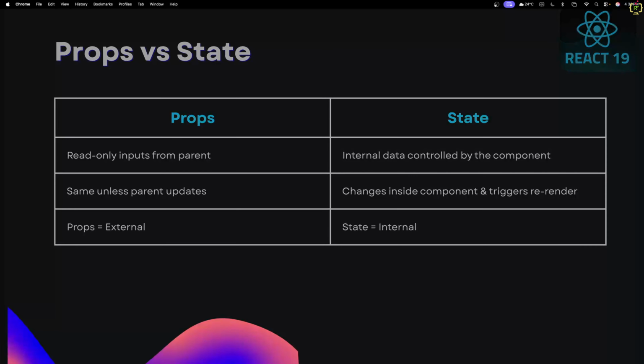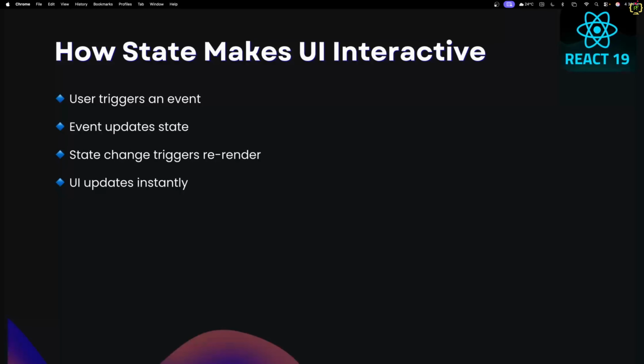Now we will talk about how state makes the UI interactive. Whenever someone clicks a button or types something, React listens to that event. Then based on those events, you call the state updater function. Based on that, React updates the state. Then this re-renders the component and the UI changes in the browser. So this cycle is what makes React reactive.